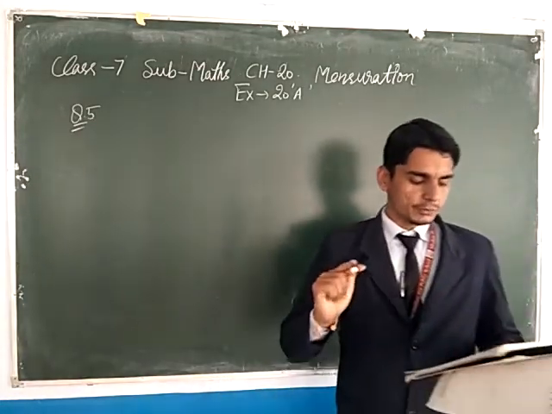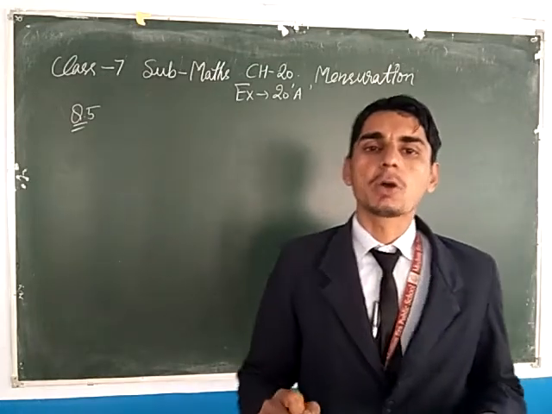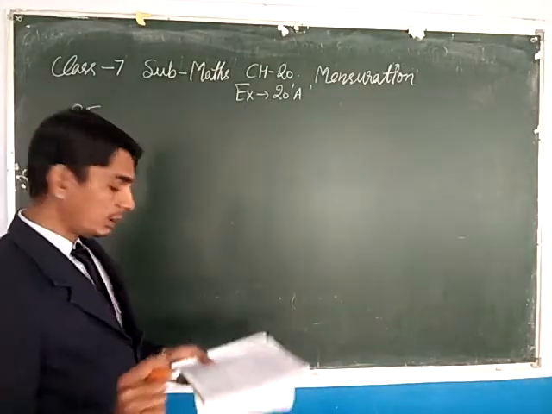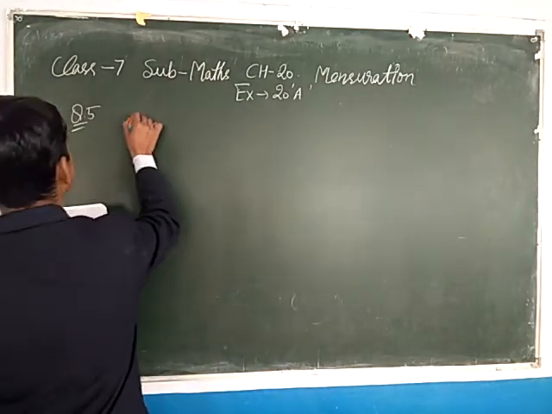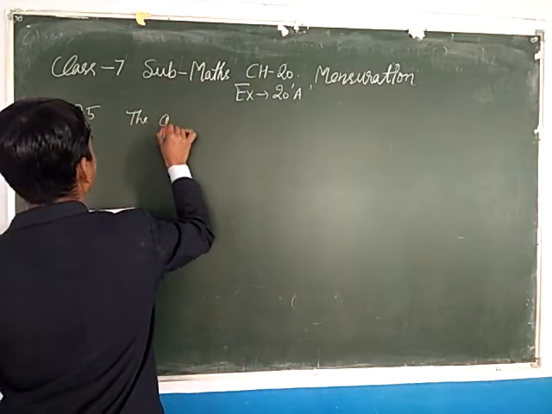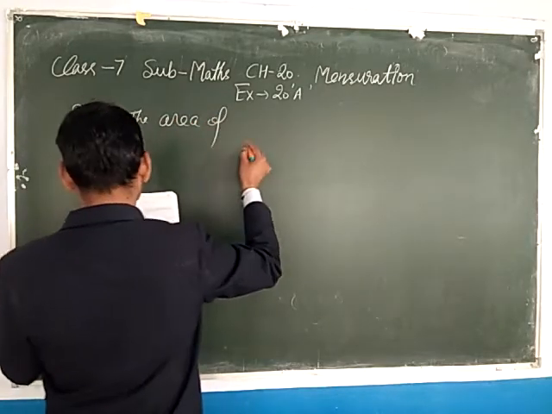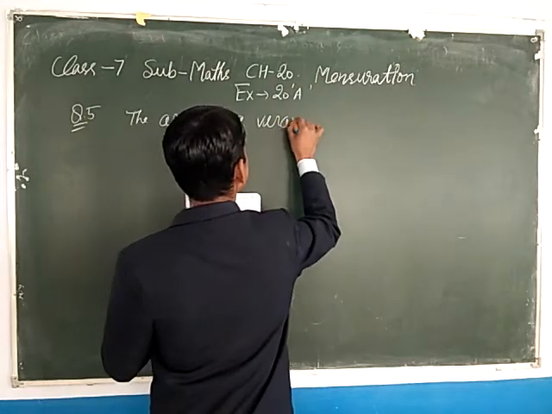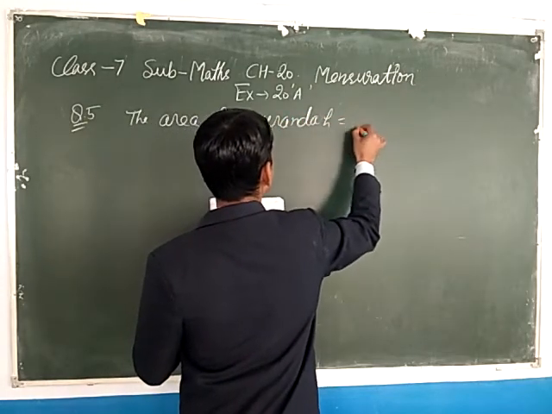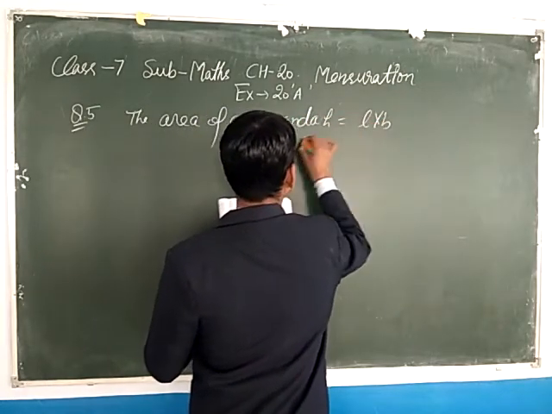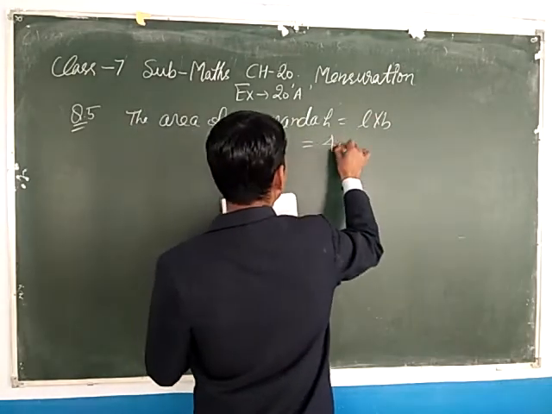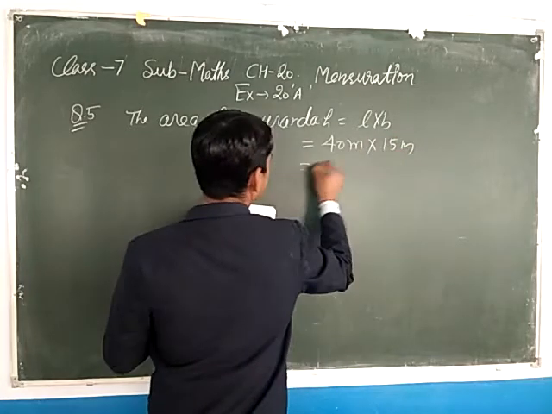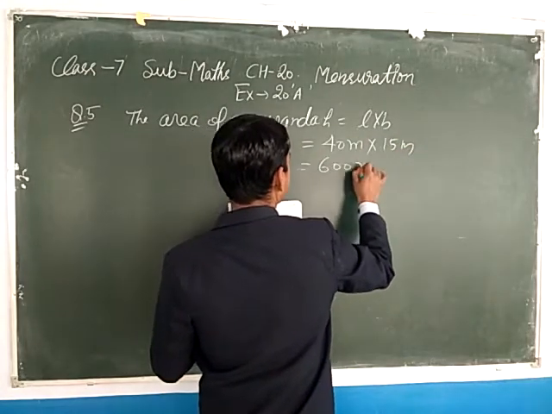A veranda is 40 meter long and 15 meter broad. So we find the area of the veranda. The area of a veranda equals length multiply breadth, and length is 40 meter and breadth is 15 meter. So 15 fours are 600 meter square.